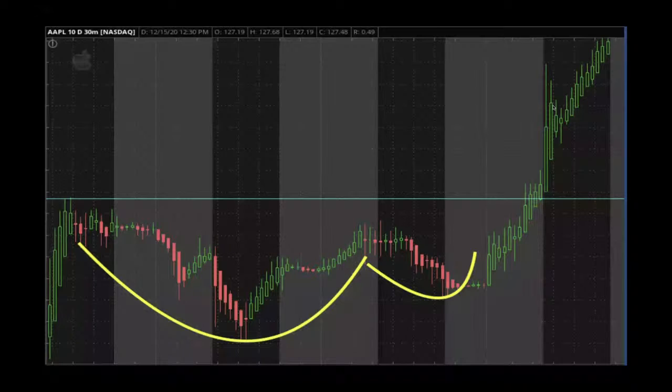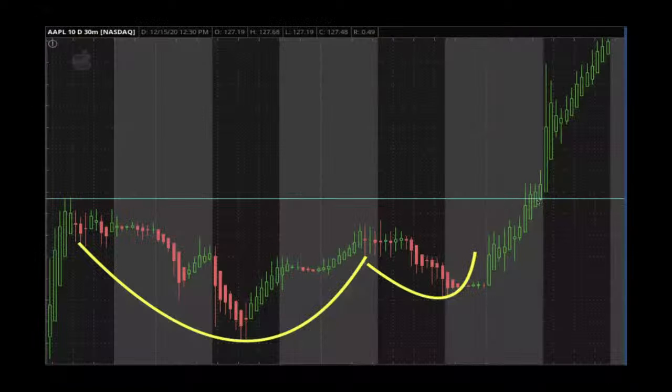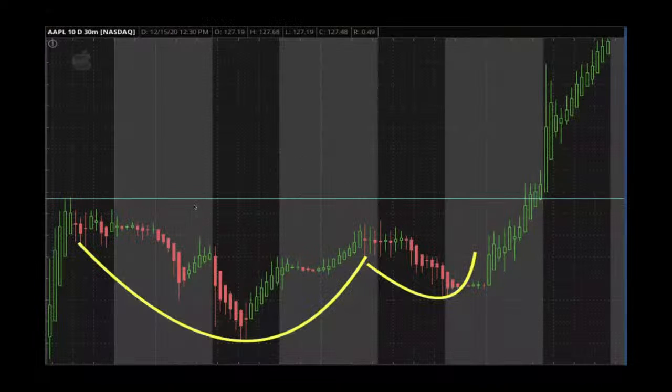This is the Apple chart for today, 12:15, 12:30 p.m. Pacific time. And this is a 10-day, 30-minute chart. So the handle indicates a brief correction before the upwards breakout. You see, a big correction before the breakout. Often preceded by an upward trend. So that's our pattern here. And as you see, it's preceded by an upward trend.